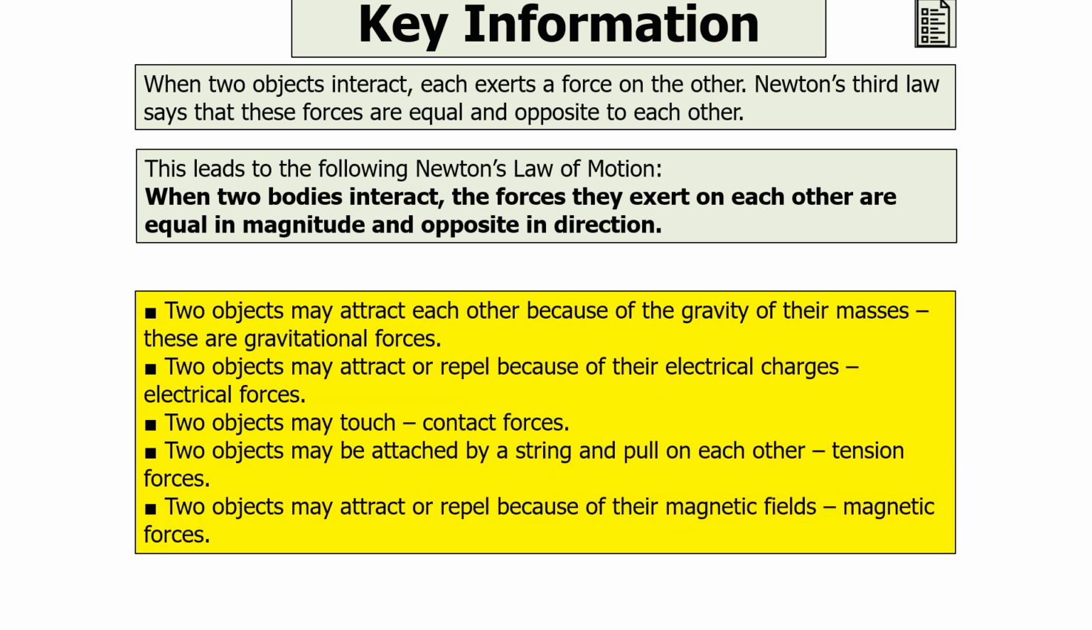So for example, two objects may attract each other because of the gravity of their masses, so it would be two gravitational forces. Two objects may attract or repel each other because of their electrical charges, the electrical force. Two objects may touch each other, so contact forces. Two objects may be attached by a string and pull on each other, so tension forces. Or two objects may attract and repel because of their magnetic fields, being magnetic forces.